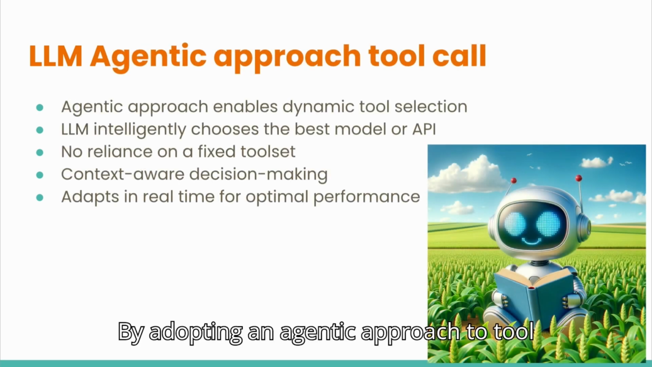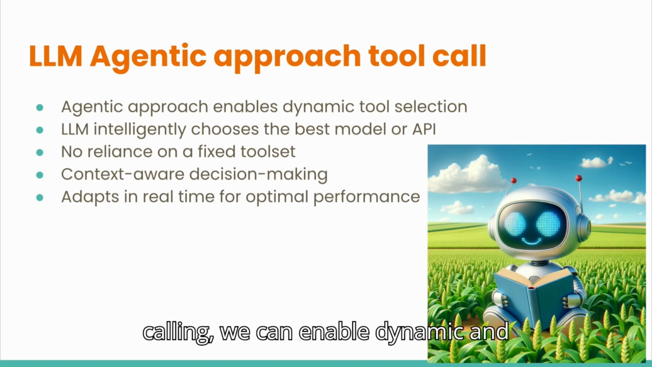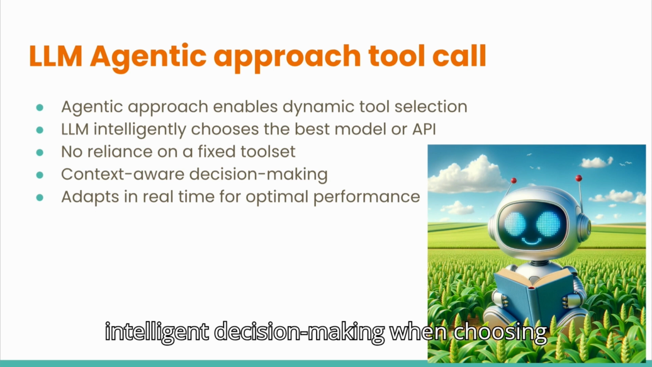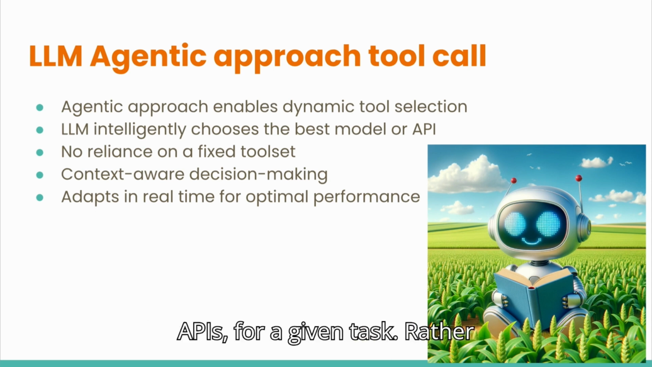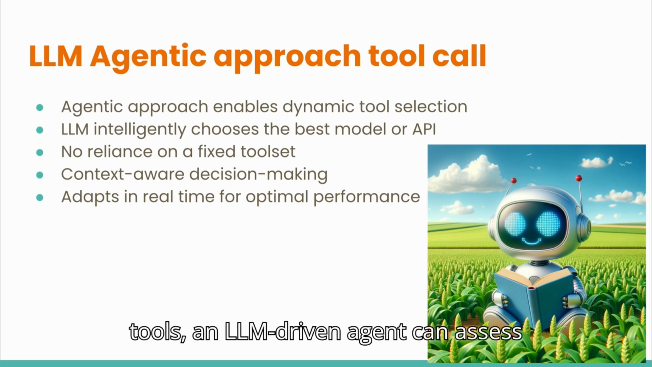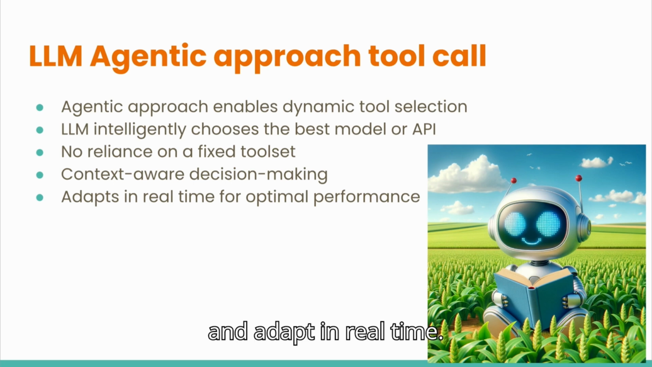By adopting an agentic approach to tool selection in large language model tool calling, we can enable dynamic and intelligent decision-making when choosing the most suitable external models or APIs for a given task. Rather than relying on a predefined set of tools, an LLM-driven agent can assess the context, select the optimal tool, and adapt in real time.